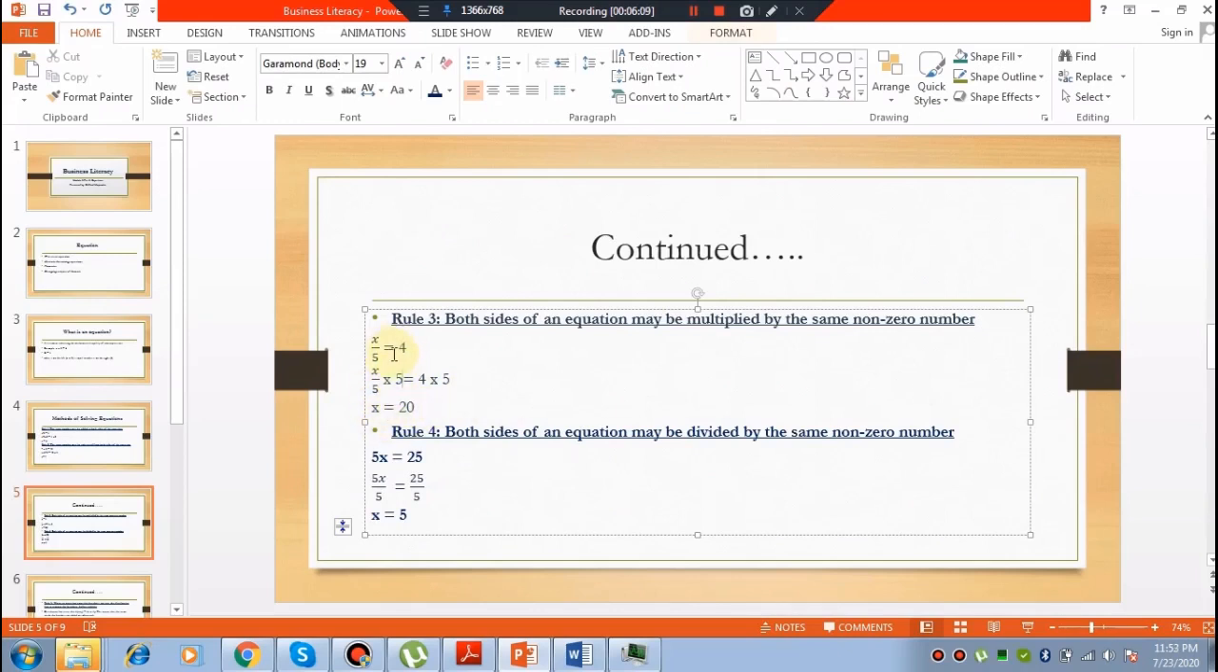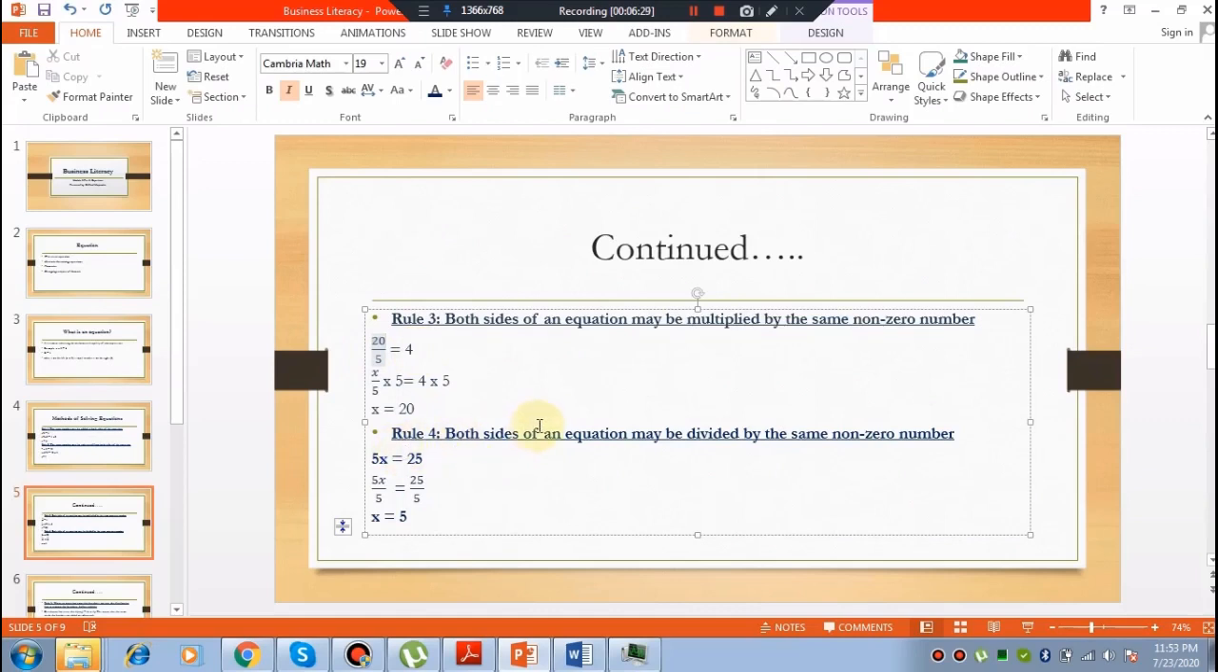So we need to prove our equation again. If you put 20 there, 5 divided into 20 is 4, equals 4. So again, your left is equal to your right. So again, what is the next rule?